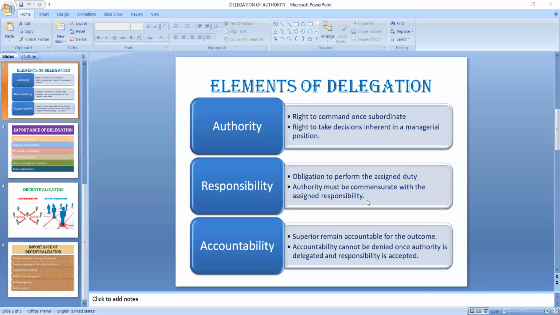Elements of delegation. As we see, elements of delegation are based on three pillars: authority, responsibility, and accountability. Authority refers to the right of an individual to command his subordinates. This is a very important thing, which says that yes, I can really pass on an order to my subordinate, so that the subordinate who I'm ordering can take an action within the scope of his position.